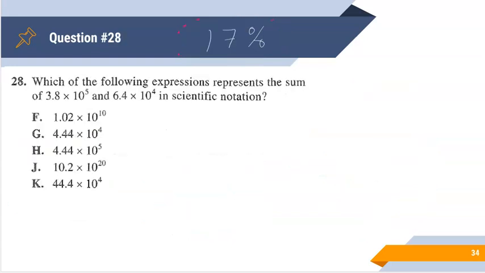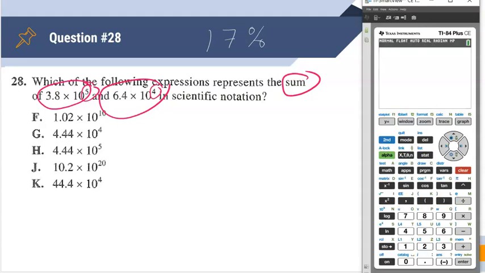Okay, question number 28. We have to find the sum, so we're just going to be adding these up. And so I would highly recommend, especially since these powers are different, I would just say type it into your calculator. 3.8 times 10 to the 5th plus 6.4 times 10 to the 4th, right? Whoops. It's helpful to look at stuff as you type it.